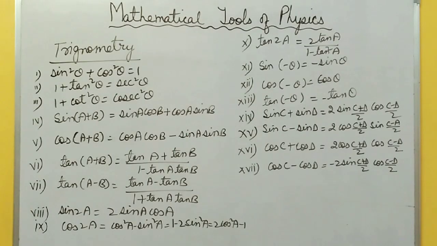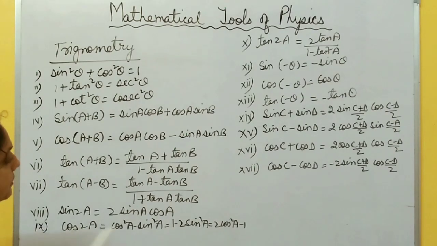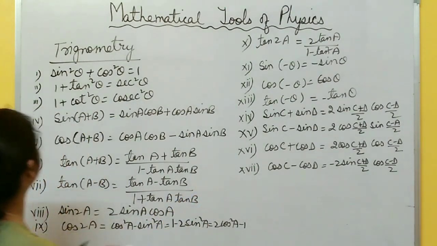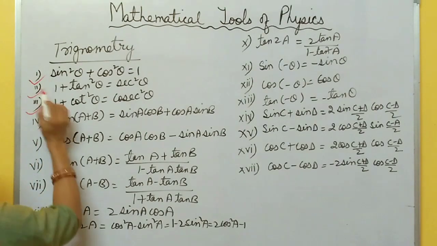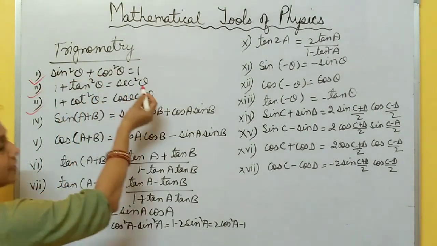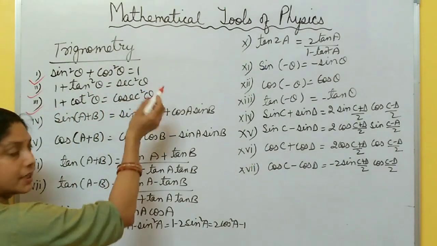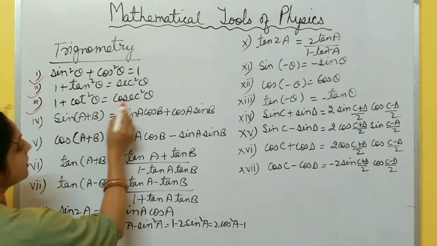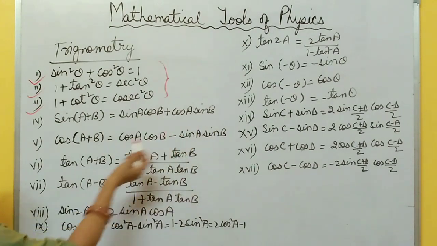Now, there are different trigonometric relations, and among all these, 15, 16, 17 formulas, these first three relations are generally used. Very, very important. Sine square theta plus cos square theta equal to 1. 1 plus tan square theta equal to sec square theta. 1 plus cot square theta equal to cosec square theta. These three formulas are generally used. Very, very important.